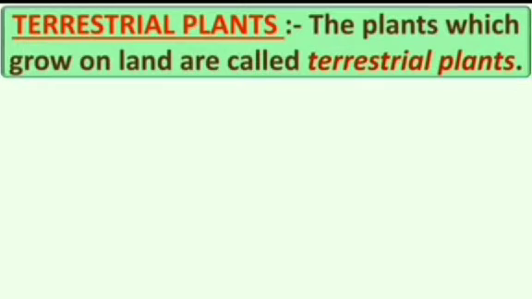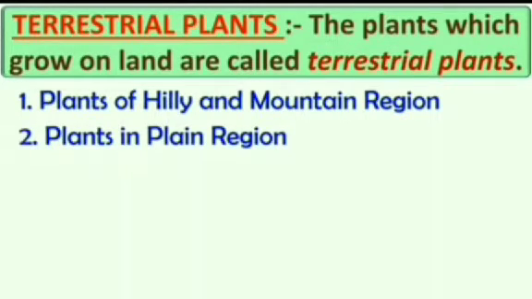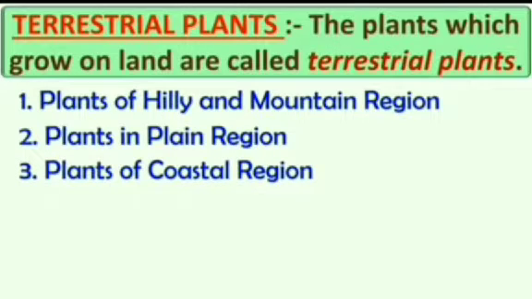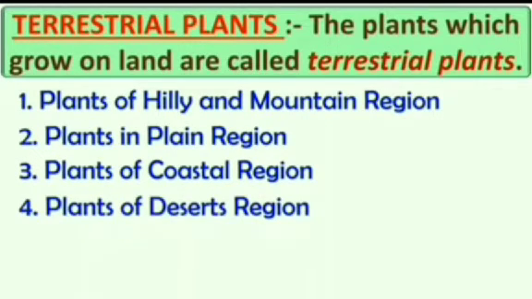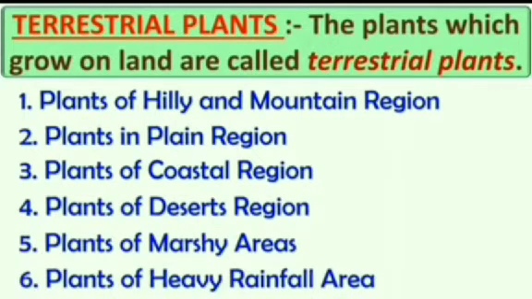Terrestrial plants. The plants which grow on land are called terrestrial plants. Number 1, plants of hilly and mountain region. Number 2, plants in plain region. Number 3, plants of coastal region. Number 4, plants of desert region. Number 5, plants of marshy areas. Number 6, plants of heavy rainfall area.